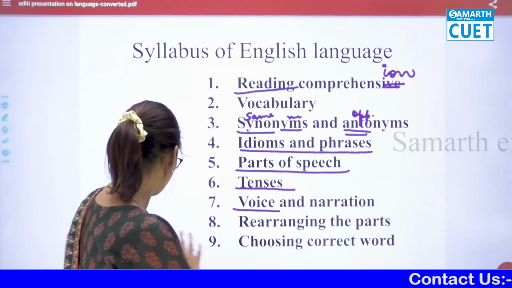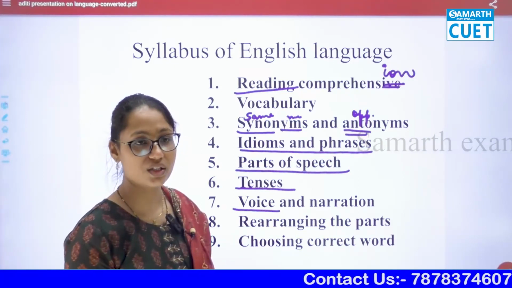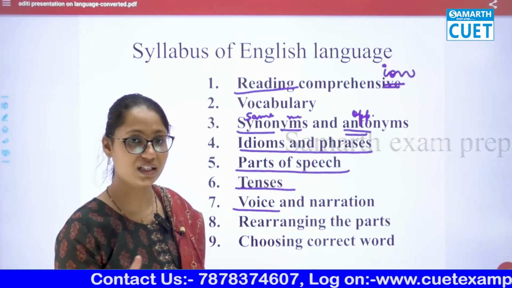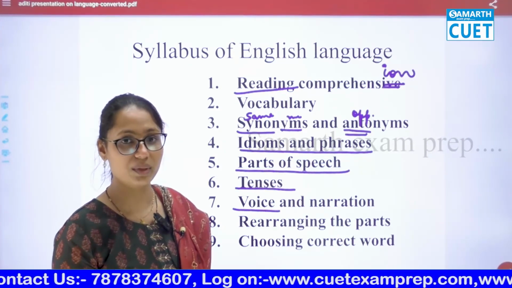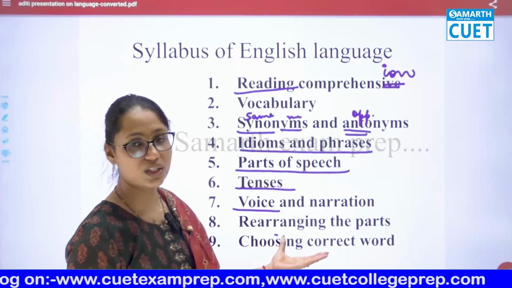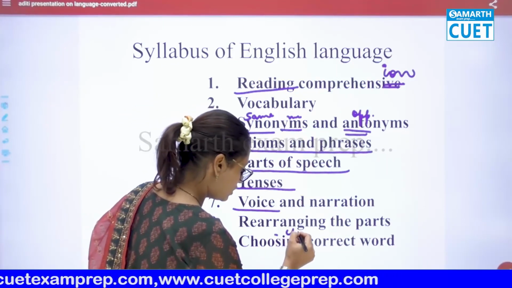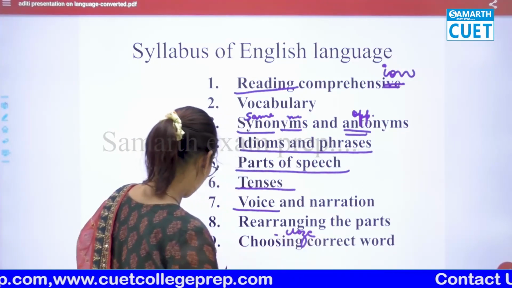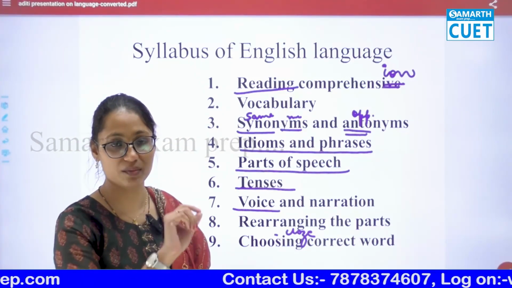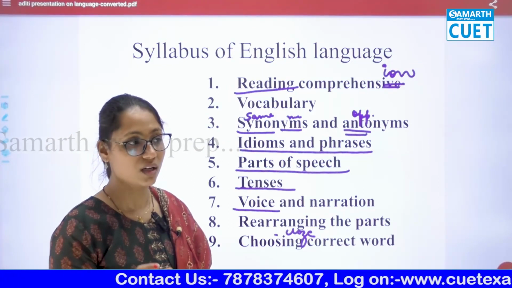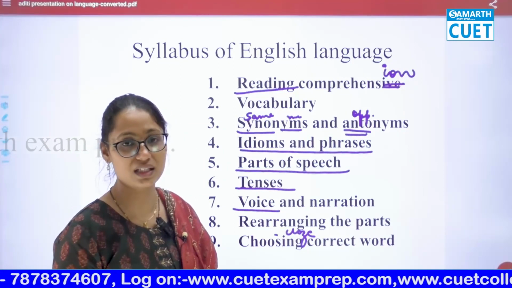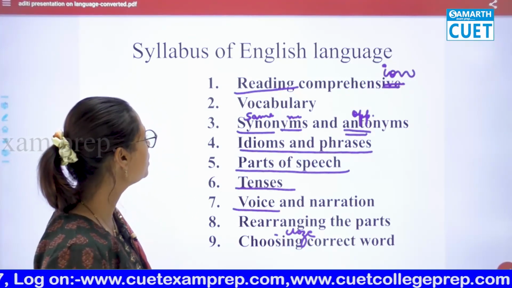Then rearranging the parts. If you are very good with English, if you are able to grasp the meaning of the sentence, and if a jumbled sentence is given to you, then only you will be able to rearrange the sentences. Then comes choosing the correct word. That is basically the cloze test. Cloze tests are what? You are given a passage with blanks, and you have to fill in the suitable words into those blanks, and that serves as the best test to check your knowledge of the particular language.